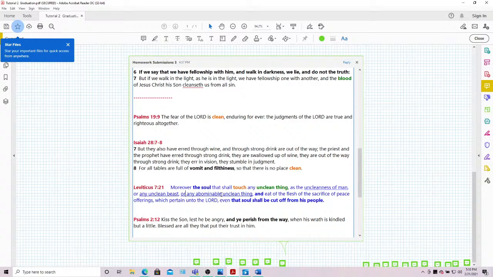Moreover, the soul that shall touch, which is to unite or join to, any unclean thing. So anything that's contrary to the Spirit of God, as the uncleanness of man or any unclean beast or any abominable unclean thing, and eat, so learn of the flesh of the sacrifice of peace offerings, which pertain unto the Spirit of God, even that soul shall be cut off from among his people.